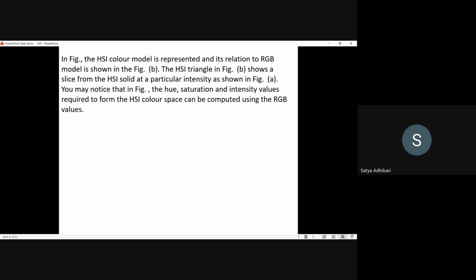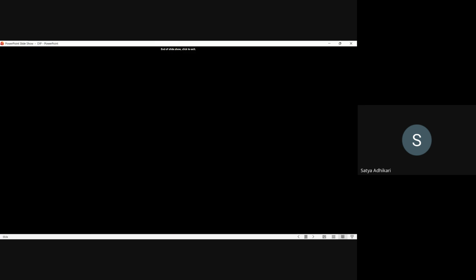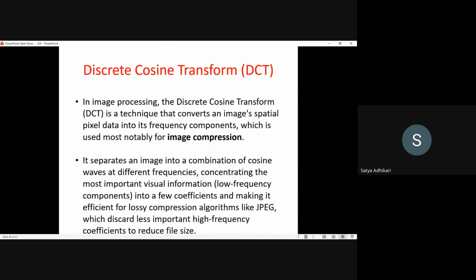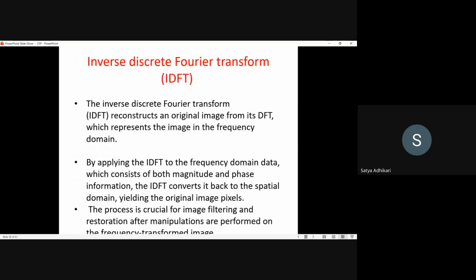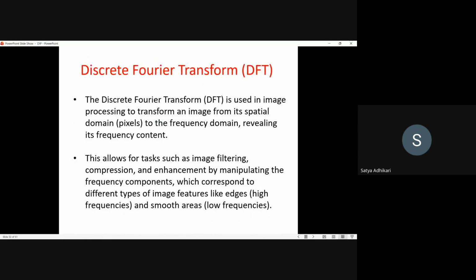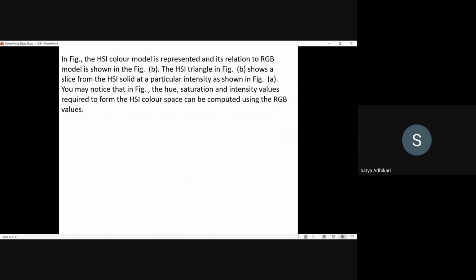The HSI color model is represented here and its relation to the RGB model. The HSI triangle shows a slice from the HSI solid at a particular intensity. So we may notice that the hue, saturation, and intensity values required to form the HSI color space can be computed using the RGB values. So this is color.